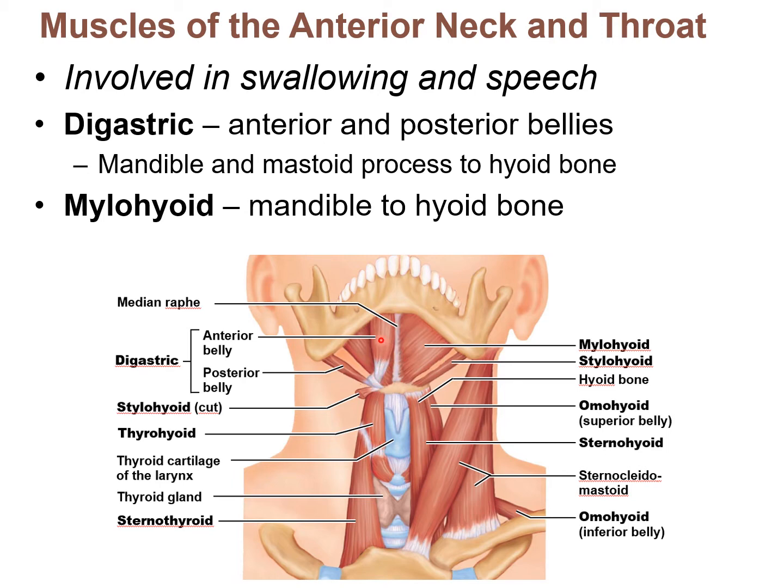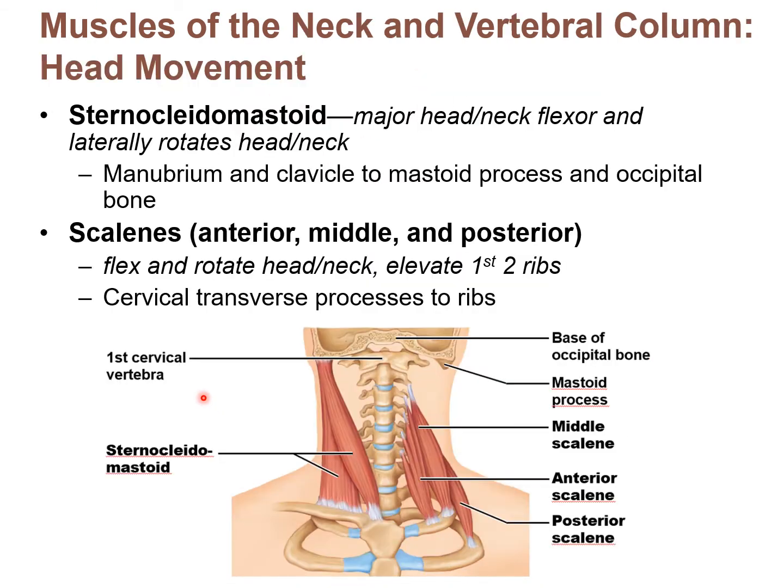And then deep to the digastric, so on this side the digastric has been removed, you can see this wider muscle, which is the mylohyoid muscle, that goes from the mandible to the hyoid bone, also involved in swallowing and speech. So we're getting into the neck now. These are muscles of the neck, and when the neck joints, you can see the vertebra here, when they're acted on, well, the head is going to move as a result.